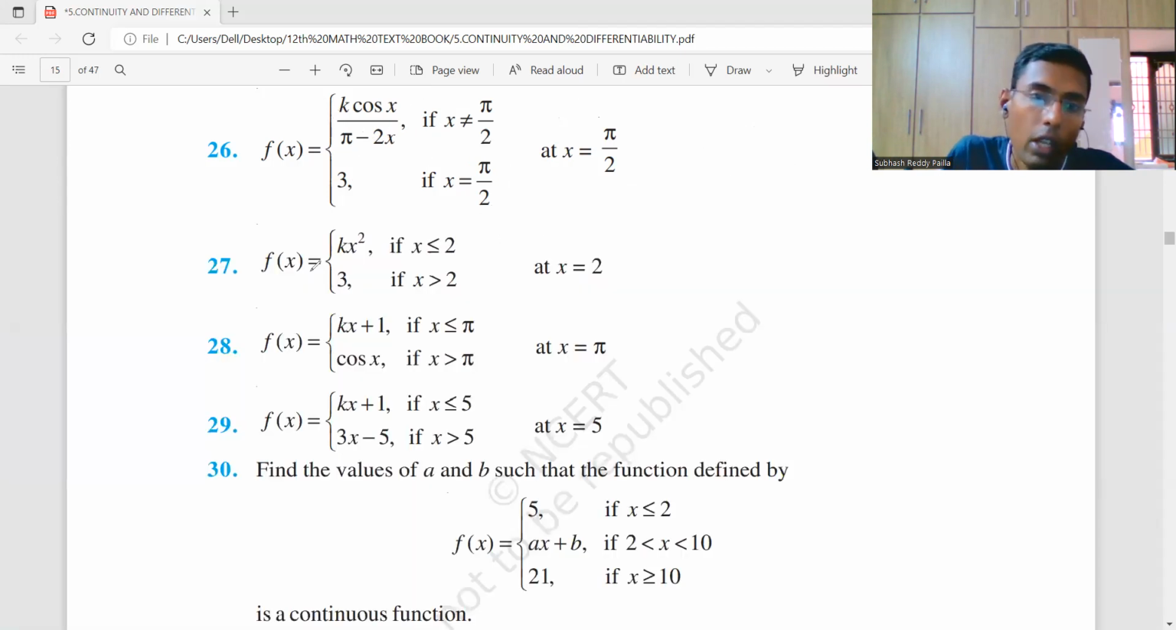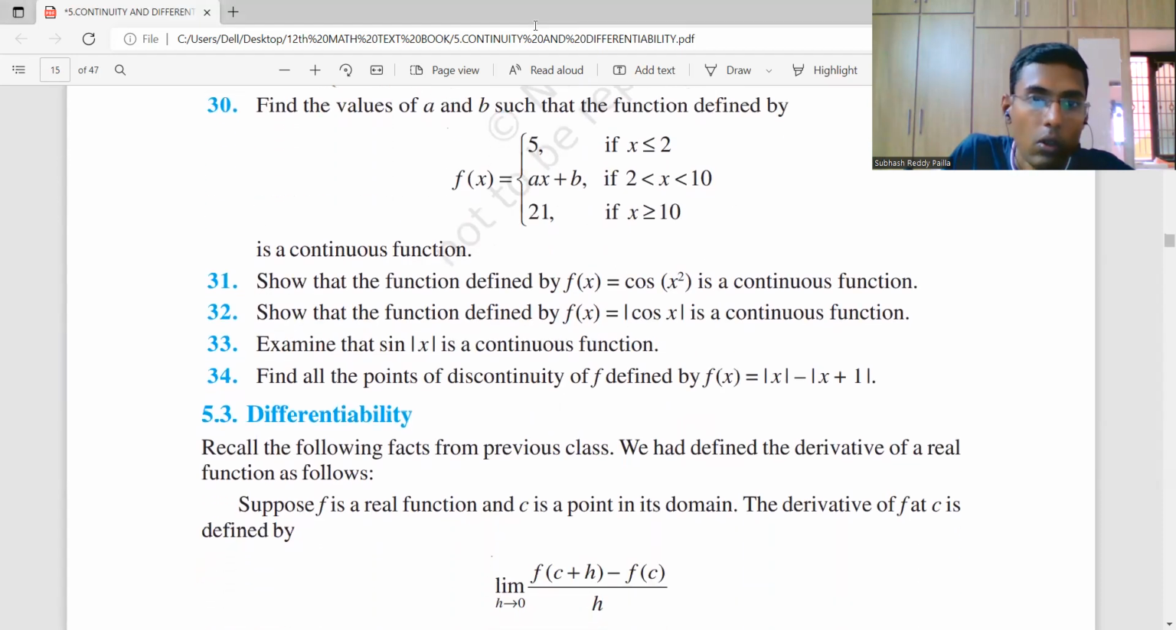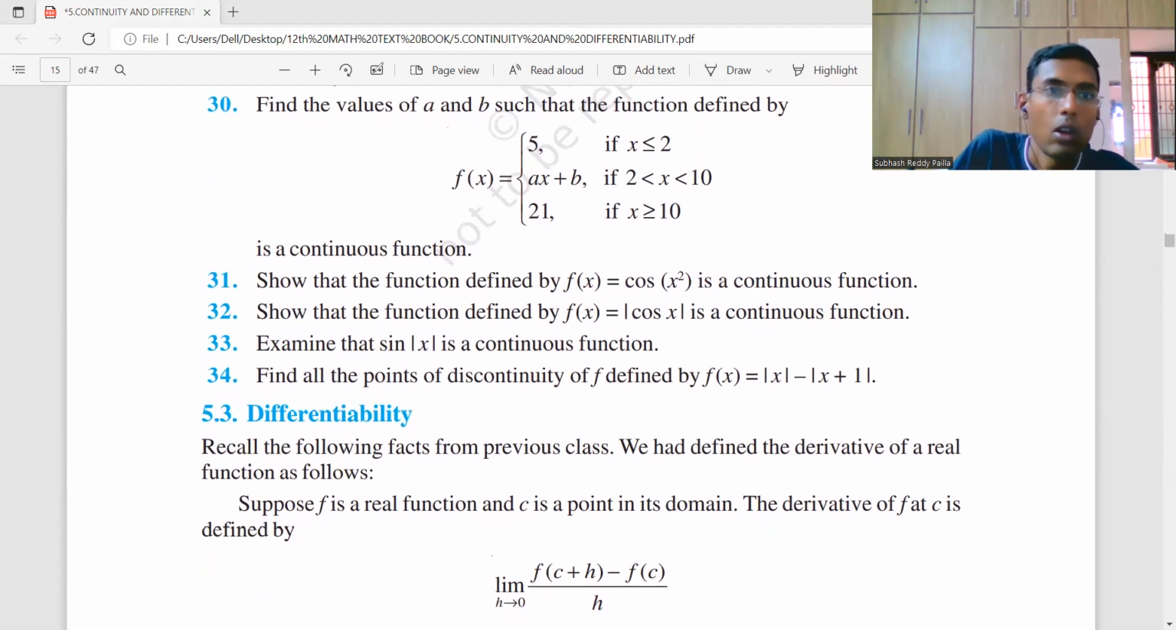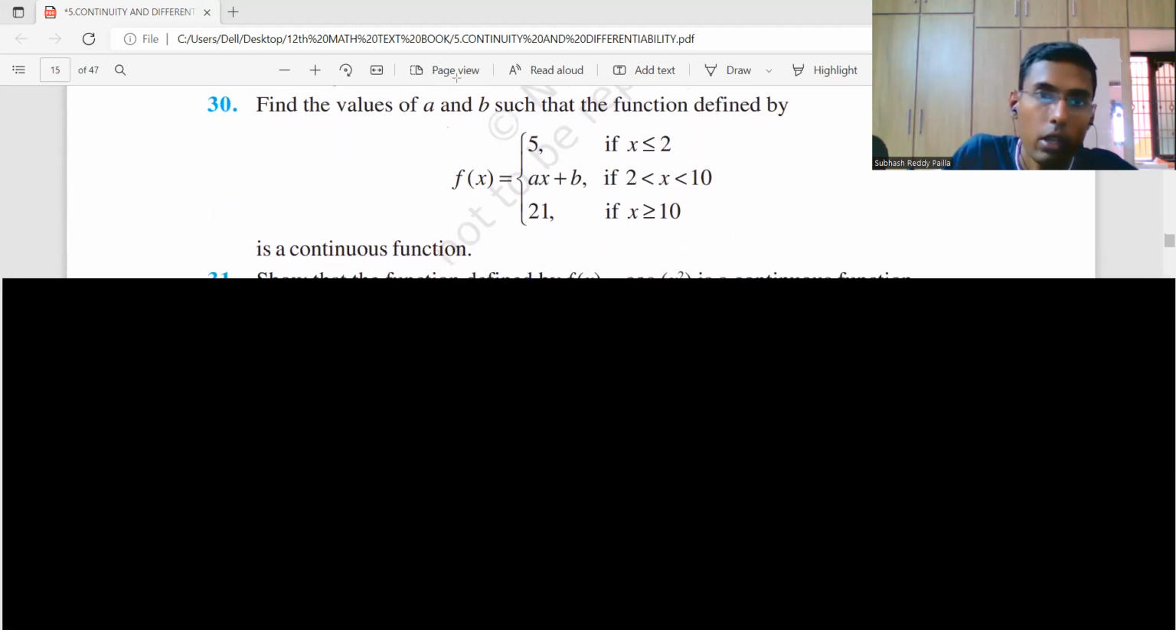Then the remaining ones are all easy. Continuous here, continuous here, these are all very easy actually. 27, 28, 29, very easy. I didn't do the 30th question. I did till 29. So we'll have a discussion. You can do the 30th, not a problem, but we'll have a discussion.